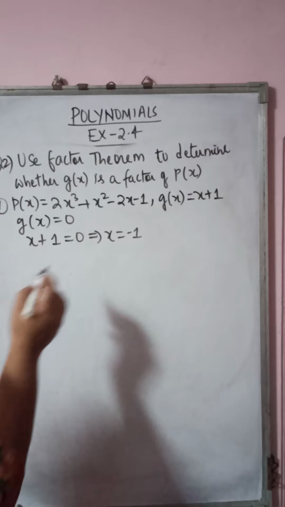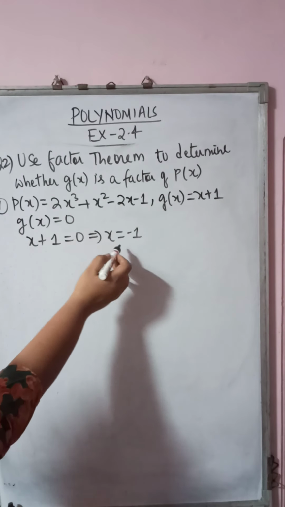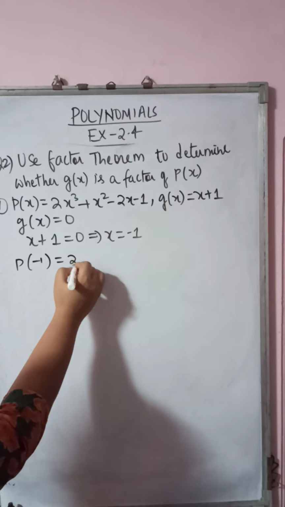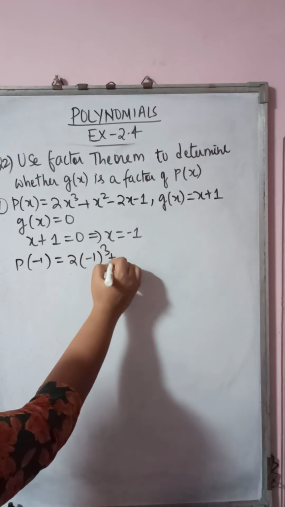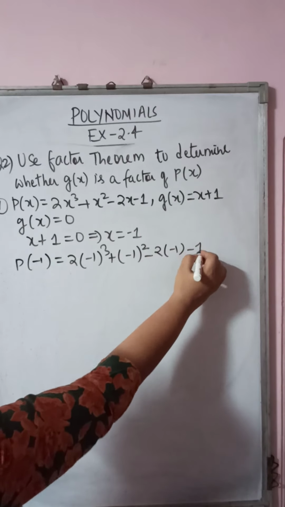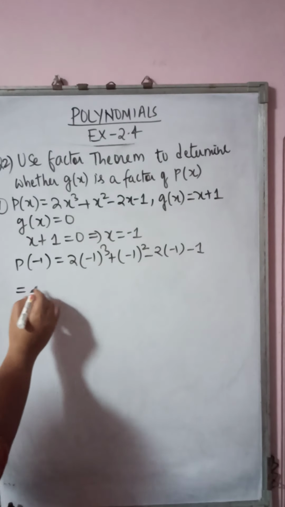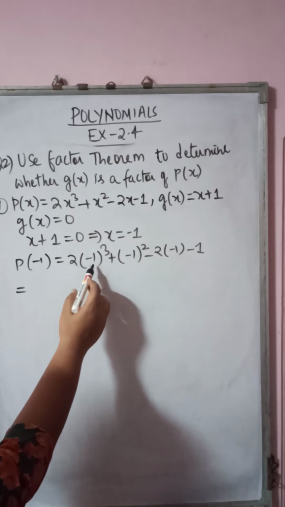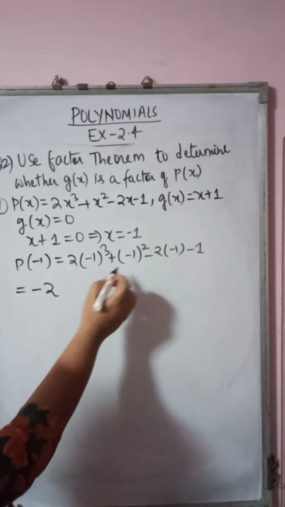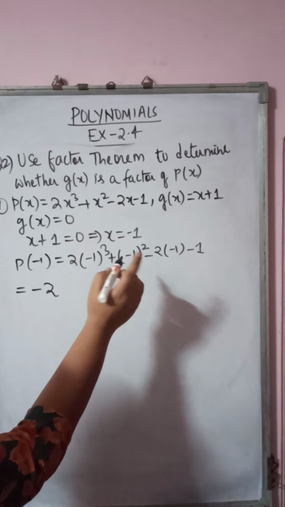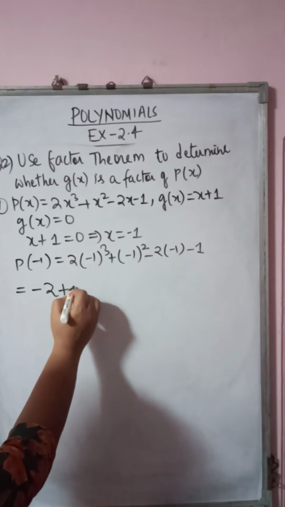Now what is our polynomial? Put the value of x in the given polynomial. So p of minus 1 is equal to 2 into minus 1 cube plus minus 1 square minus 1 minus 1. Again the base is negative and the power is odd, so overall it will be minus 1. Minus 1 into 2, minus 2. Again the power is even and the base is negative, so overall it should be a plus sign. So plus into plus, plus 1.